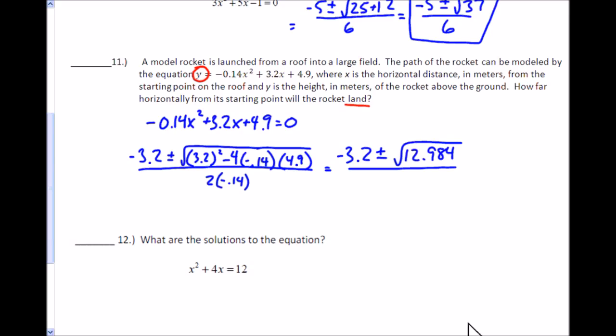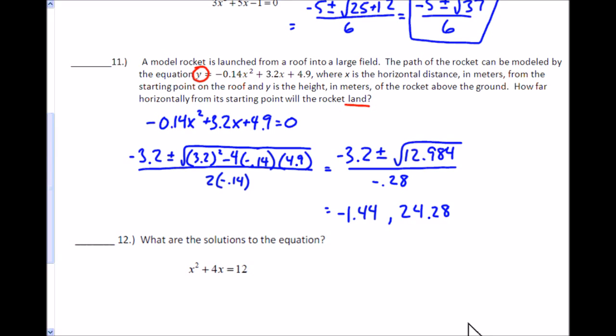I'm going to plug this denominator in as well. That's going to give me a -0.28. Okay, so just be careful plugging this in. That gives me a -1.44, and I get a 24.28.